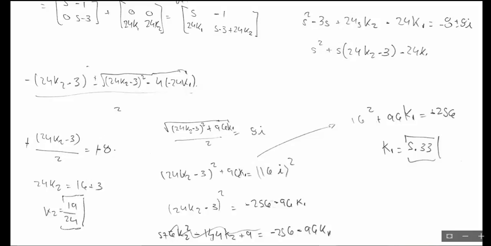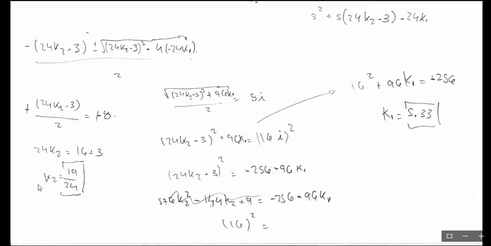We match this part to the -8 and get the value of K2, this number. With this number we substitute in this formula, which is the imaginary part. After this, we obtain the value of K1, which is going to be equal to 5.33.